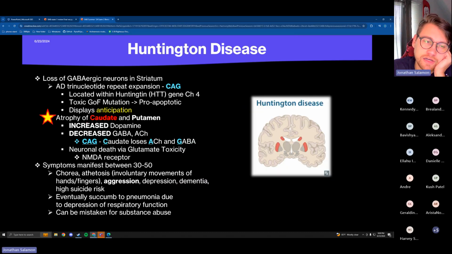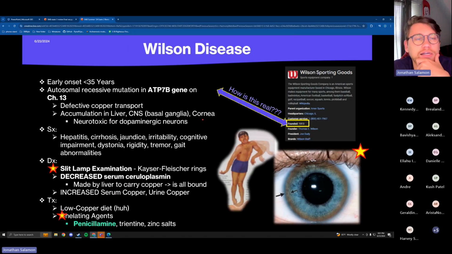Huntington's disease, mostly in the caudate, displays anticipation, wildly high yield. It's the CAG gene. You remember this because the caudate loses acetylcholine and GABA. It also has increased dopamine, but mostly you lose acetylcholine and GABA. That's why they talk about it. Symptoms manifest between 30 and 50. However, because of anticipation, generally in the stem, it'll be a boy whose uncle had Huntington's in his early 40s, but it doesn't quite say that, you have to infer. And then this kid had it onset younger, right? Because anticipation is a big deal with Huntington's disease.